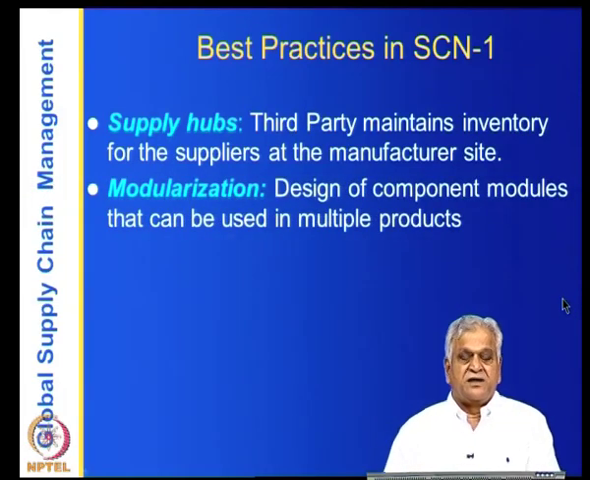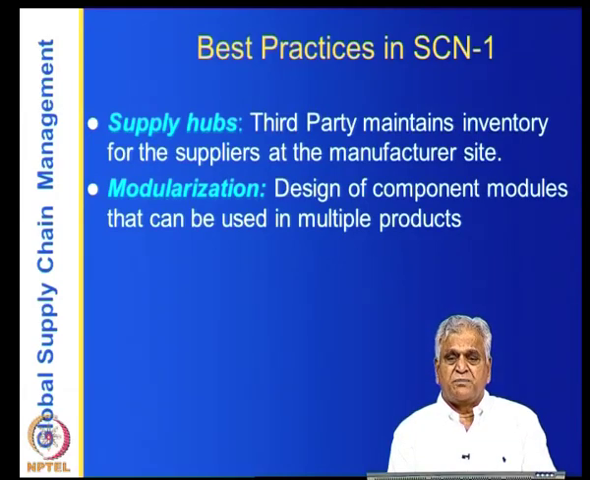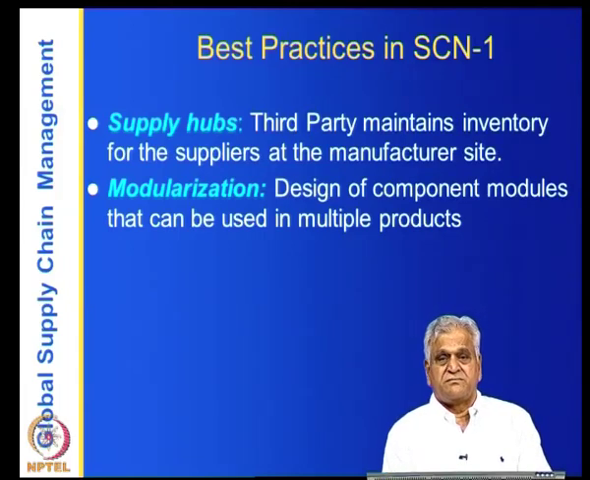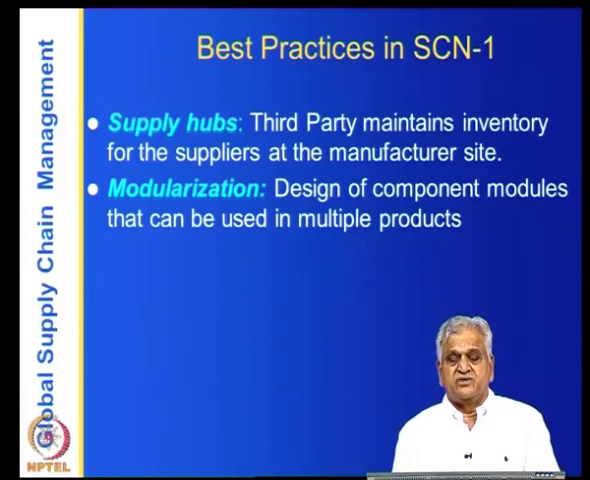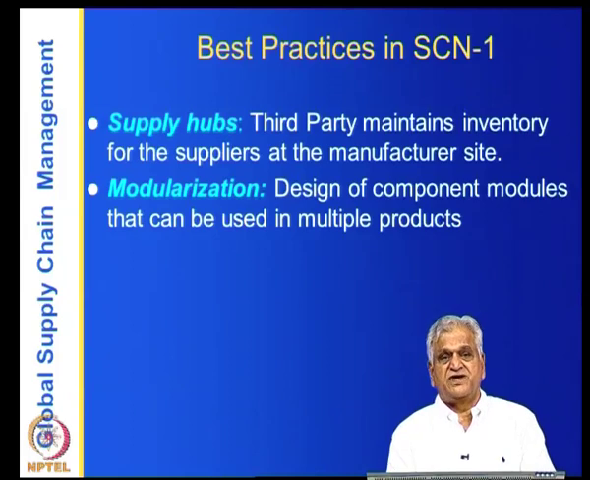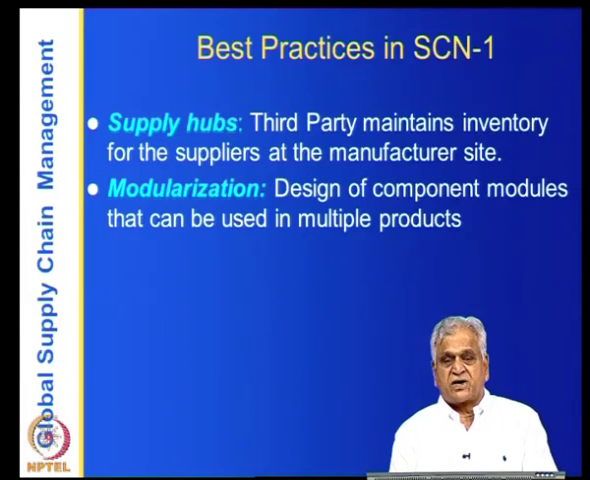And the second one is what we call modularization. Now, there are two kinds of products. One are integrated products. In other words, the product is made as designed and made as an integrated whole. In other words, if one part of the product goes, then the product won't function. But on the other hand, if the product is designed as component modules, and each module can be used in multiple products, then if a module goes wrong, you can throw it out and replace it by another.